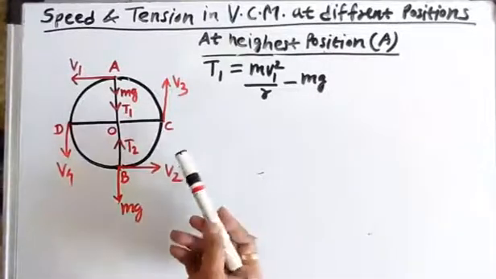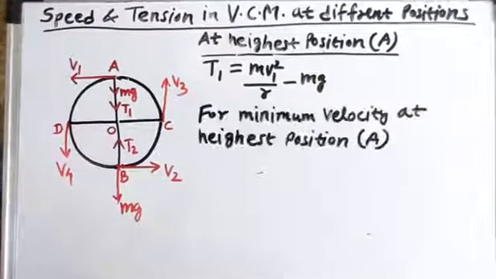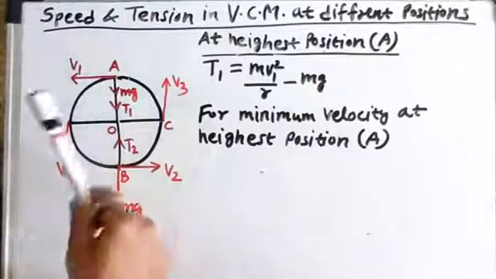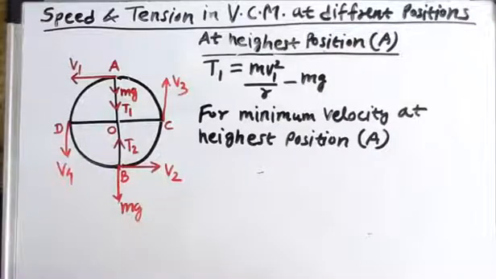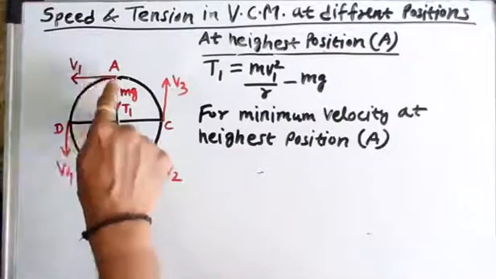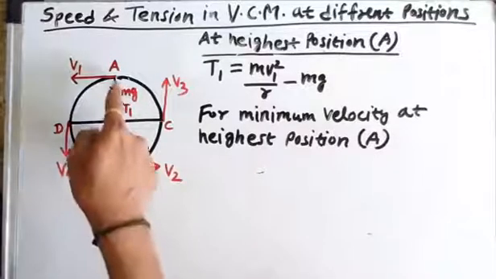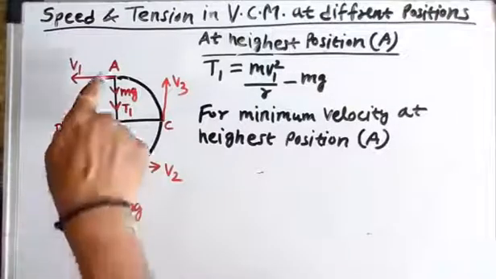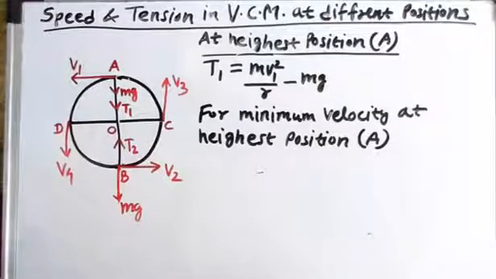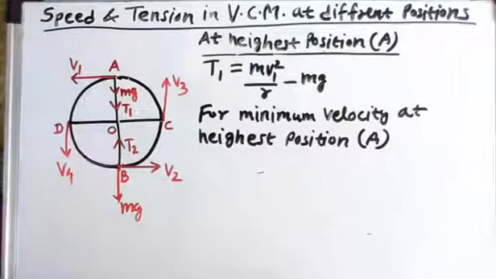Now we want to find the minimum velocity of the particle at the highest position. Finding the minimum velocity at highest position A means the particle performing vertical circular motion must possess the minimum velocity at the highest position such that it will just pass from that point and complete the vertical circular motion. When the particle is at the highest position, the mg, which is the weight of the particle, and tension T1 in the string are both in the same direction.